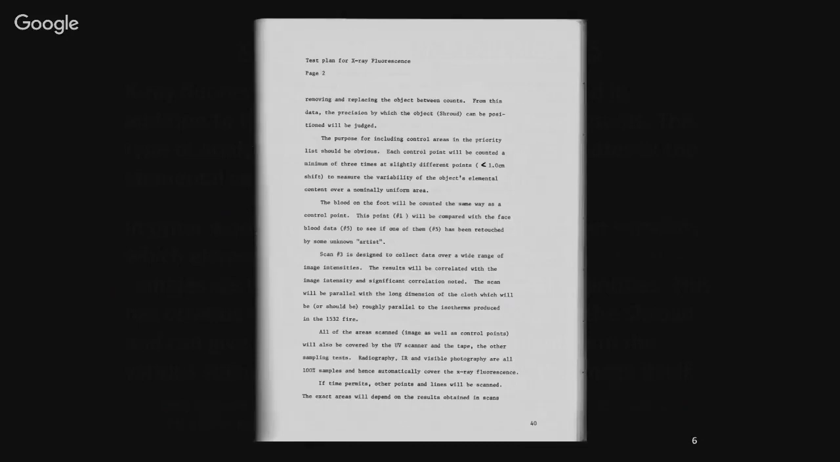One of the places that was important was the blood on the foot, which was counted in the same way as the control point. And this was then compared with the blood on the face and the data taken from the face to see if one of them had been retouched by some unknown artist. So this was a way of comparing the blood samples to make sure that both came back with the same data and one didn't show some paint and pigment where the other did not.